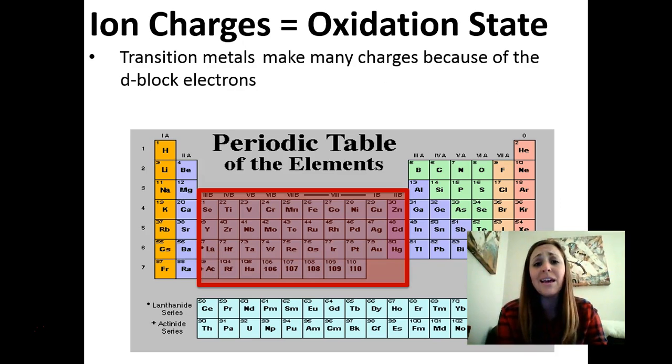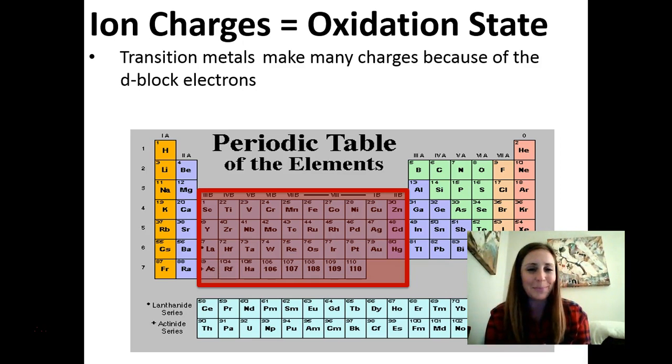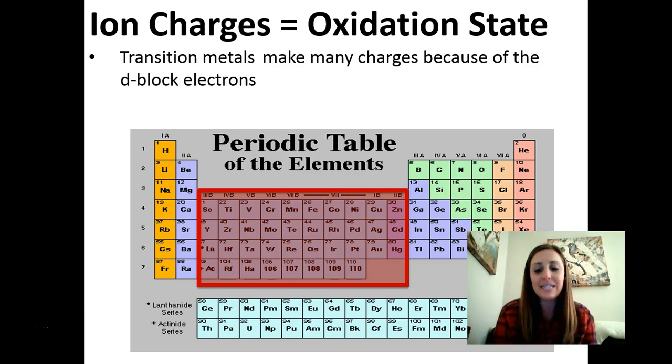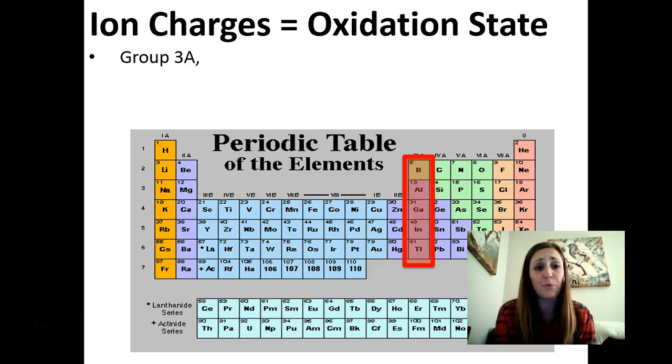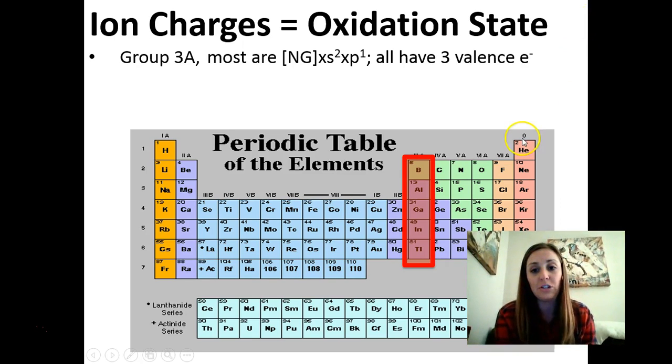Our transition metals, they can make many charges because they have 2 valence electrons for the most part. Some of them sometimes have 1, but they could lose those 2, they could lose 1 of them, they can lose some of the d electrons, so they can make +1, +2, +3, +4. I've seen +6 cations. It just depends, and you're going to learn how to identify what charge they have later in the notes. For group 3A, they're going to have this electron configuration. Some noble gas, so whether it's the 2 that helium has, the 10 that neon has, but they always have 2 in the s and 1 in the p for those valence electrons, so they have 3 valence electrons.